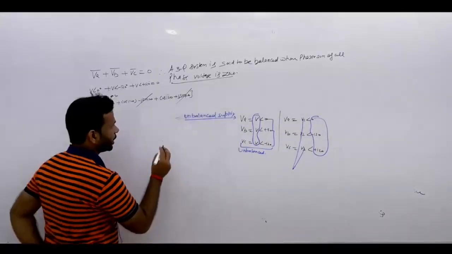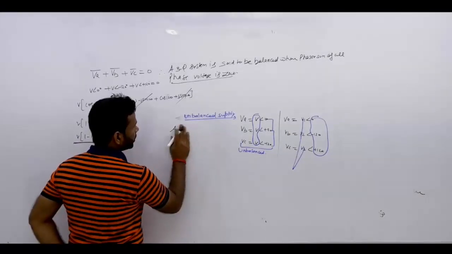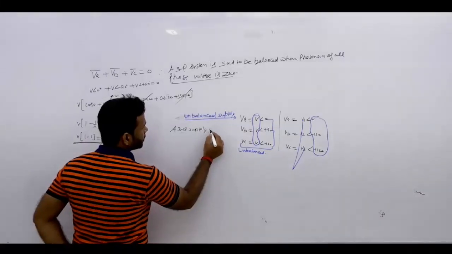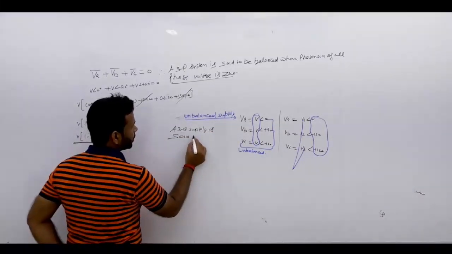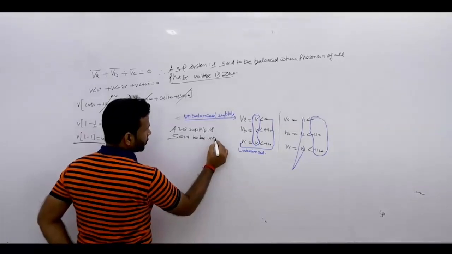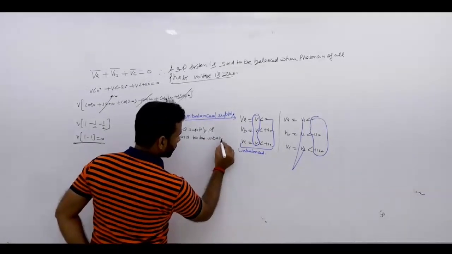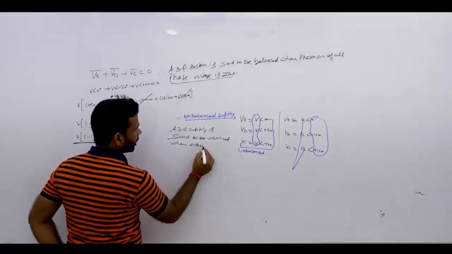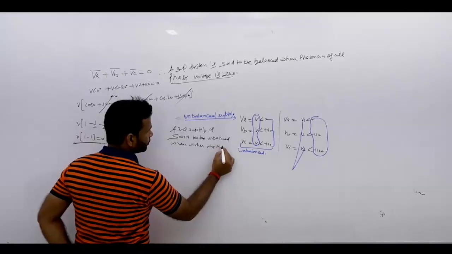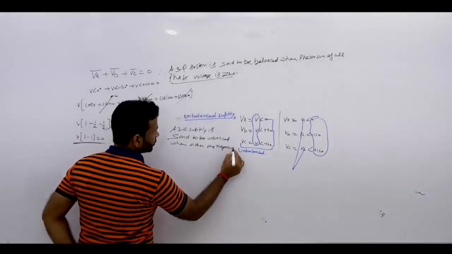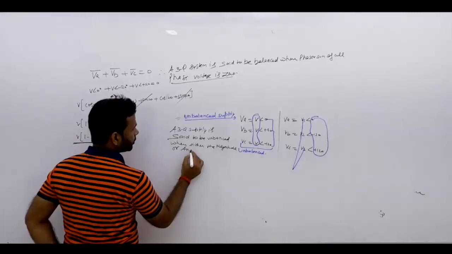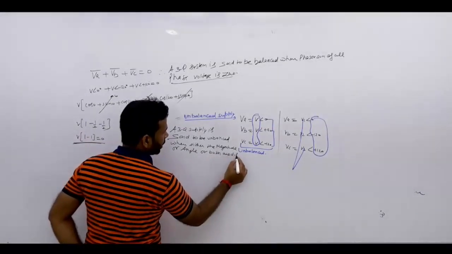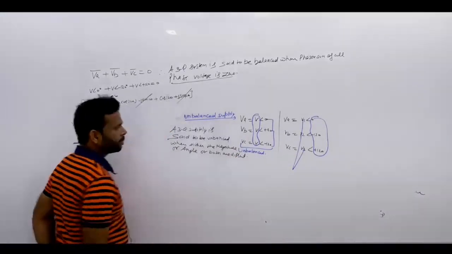I will write here, just write: a three-phase supply is said to be unbalanced when either the magnitude or angle or both are different. So these are some example.